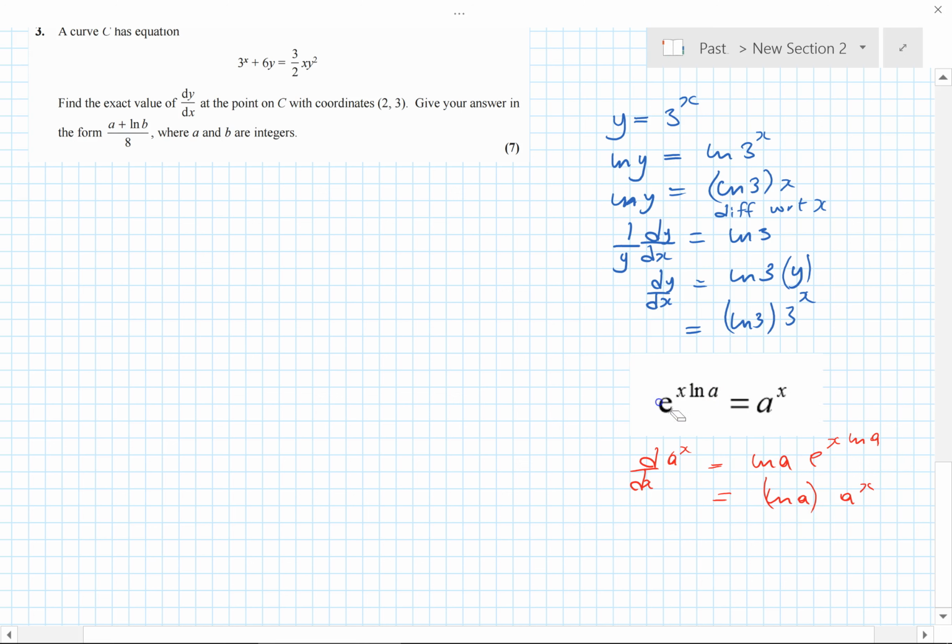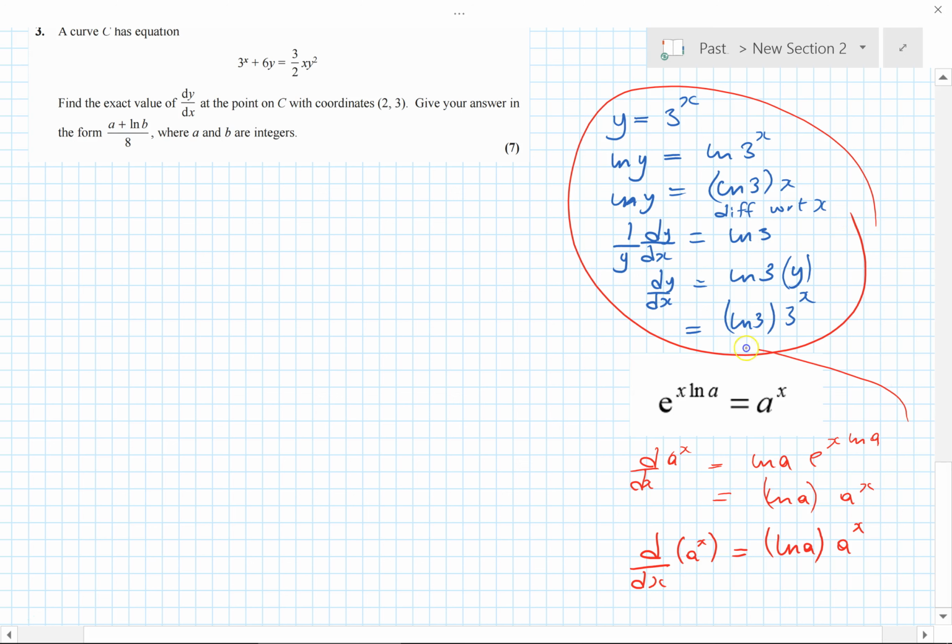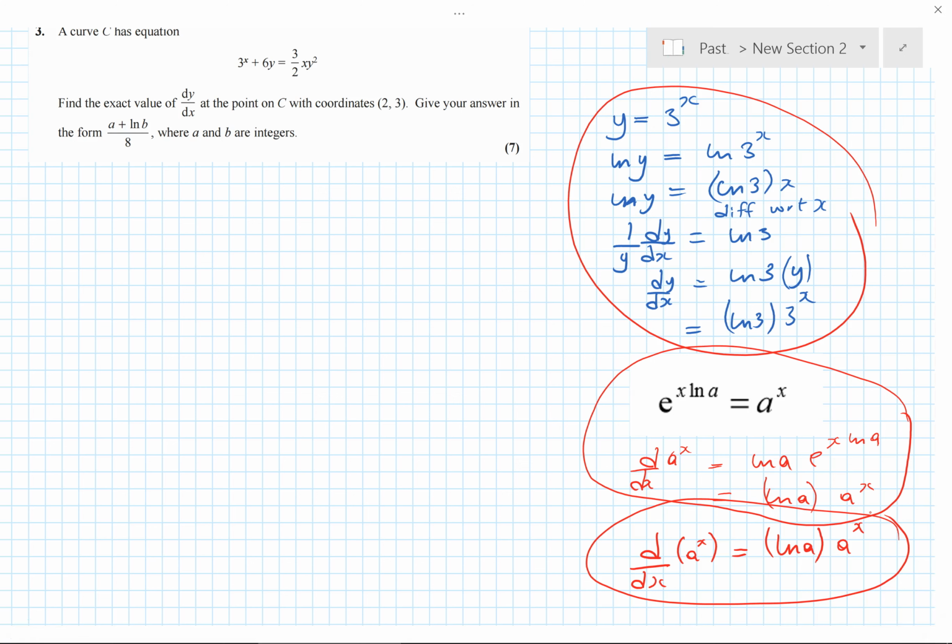And others just, because it's the kind of thing that doesn't crop up that often, might not remember it off by heart. I'm not sure I do. I tend to do something like this, but much quicker than I've just been chatting on now. But some people might just want to learn this, and it really is up to you. You just have to deal with it in your own way. d by dx of a to the x is equal to ln a times a to the x. Take your pick. What are you going to do? Are you going to do this quickly? Or are you just going to remember this? One way or another, you can't be left in the exam thinking, oh, what do I do here?